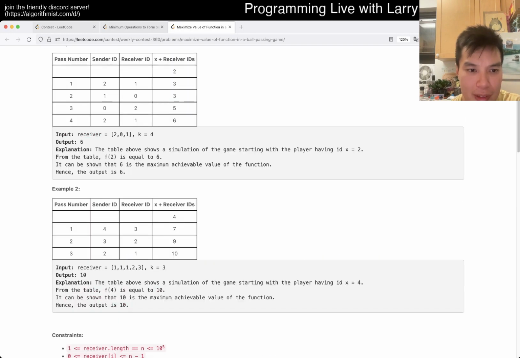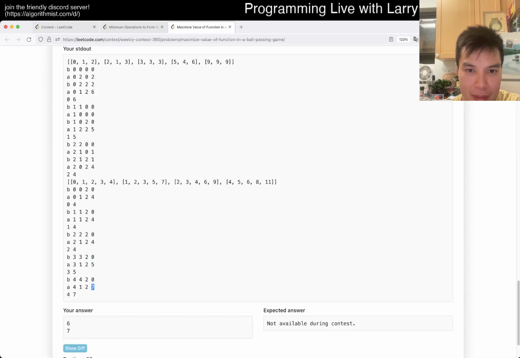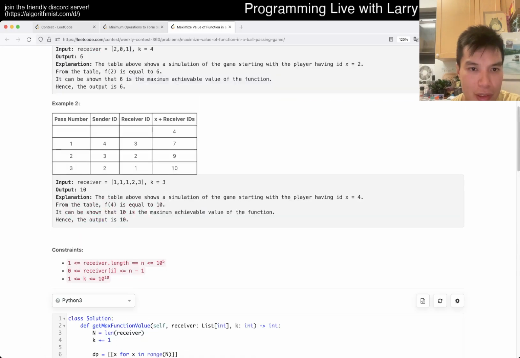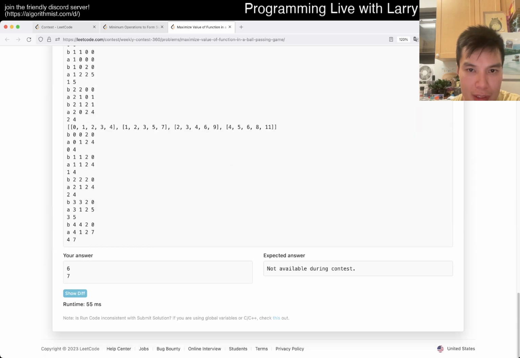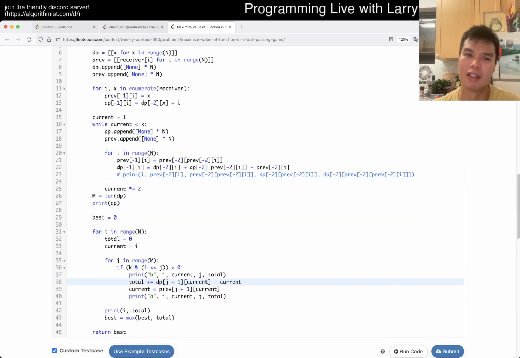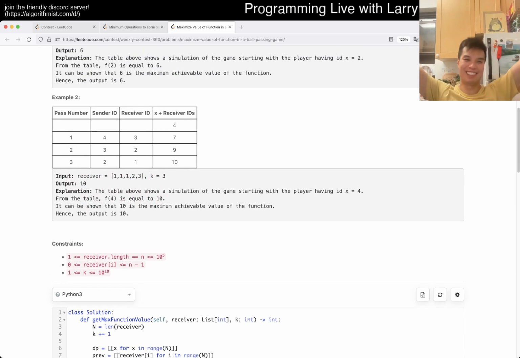Is that even right? Maybe I'm wrong. Maybe I lied. This isn't right. Because 2 moves is 9. And then this is 11, so that's actually wrong. Man, why did I do it this way?